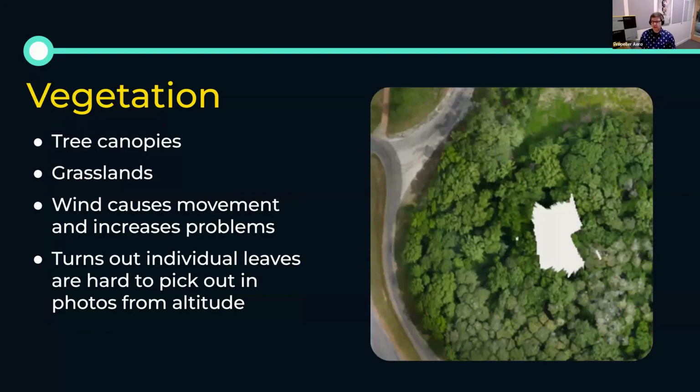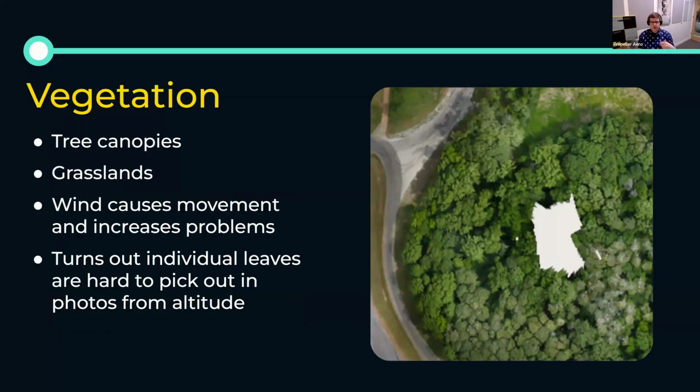Last surface I want to talk about is vegetation. A lot of people don't think about this. And like I mentioned earlier, when I mention vegetation, I'm talking about dense tree canopies or high grasslands that obscure the entire ground surface. The biggest problem comes with wind because as the drone is flying, a gust of wind comes up, it causes all the canopy leaves to move around.